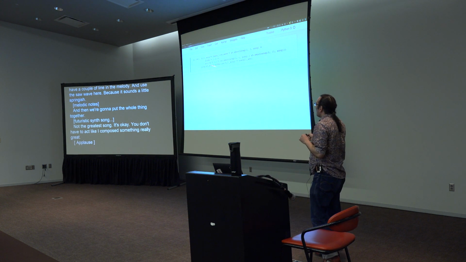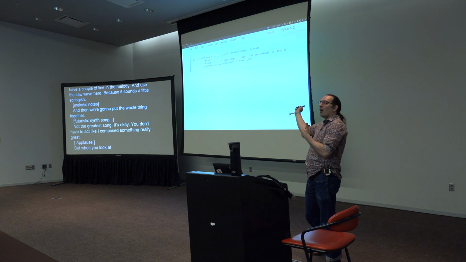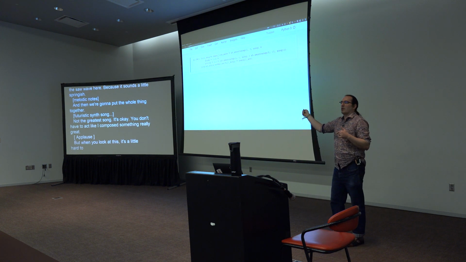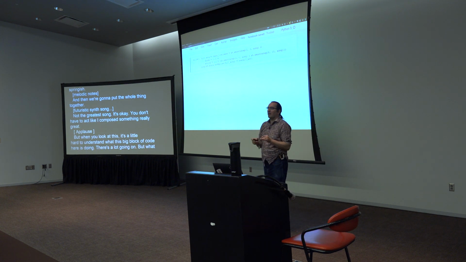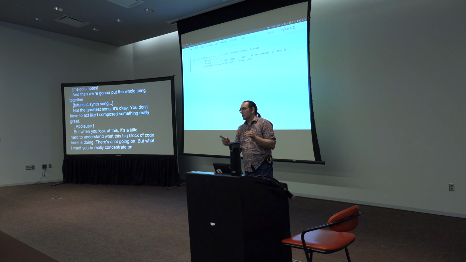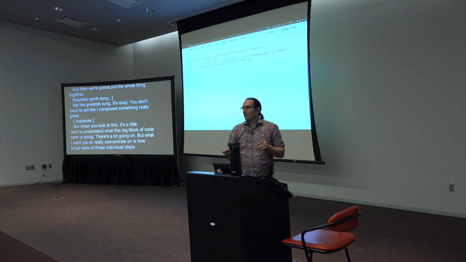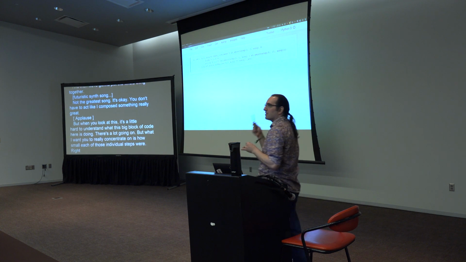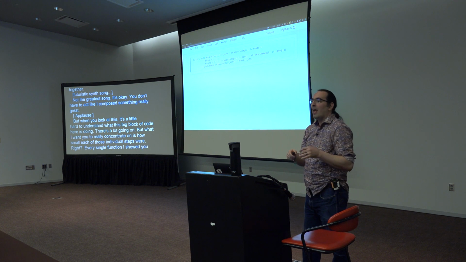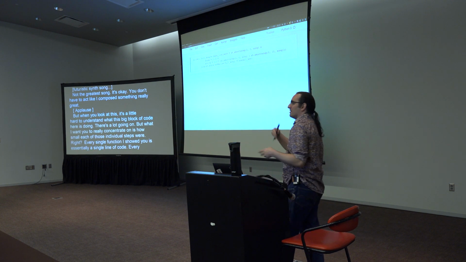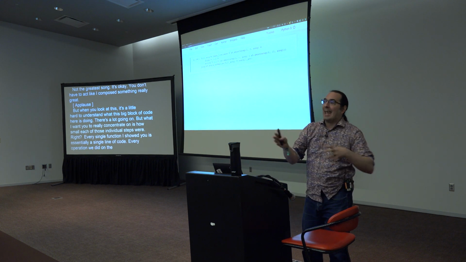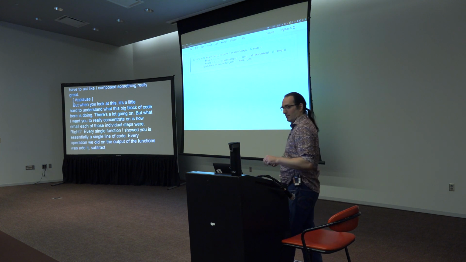But when you look at this, it's a little hard to understand what this big block of code here is doing. There's a lot going on. But what I want you to really concentrate on is how small each of those individual steps were, right? Every single function I showed you was essentially a single line of code. Every operation we did on the output of those functions was basically add it, subtract it, multiply it, divide it, or hand it off to another function.